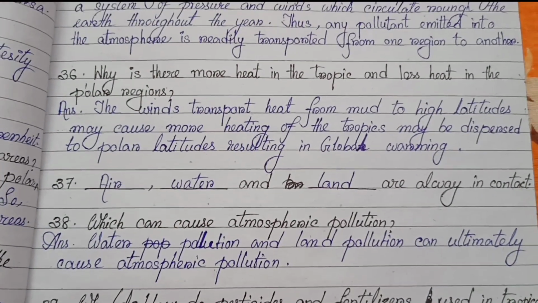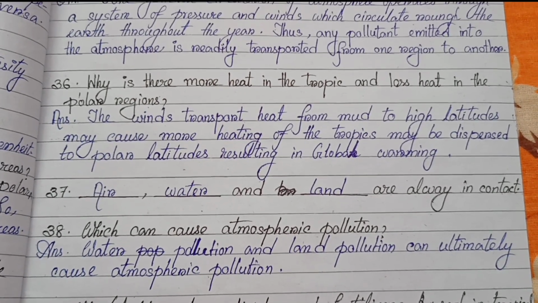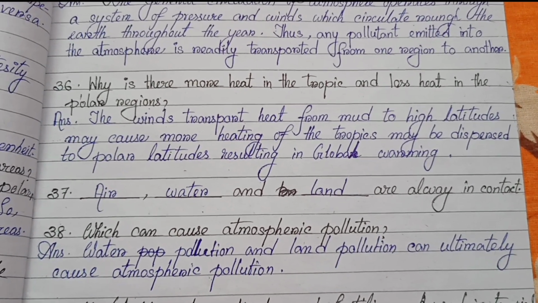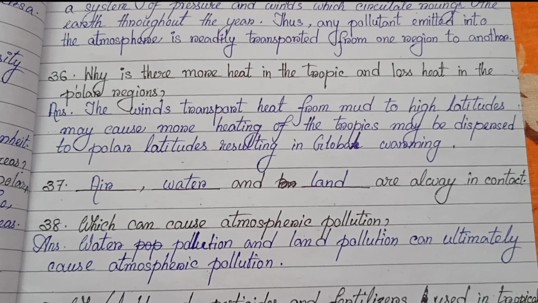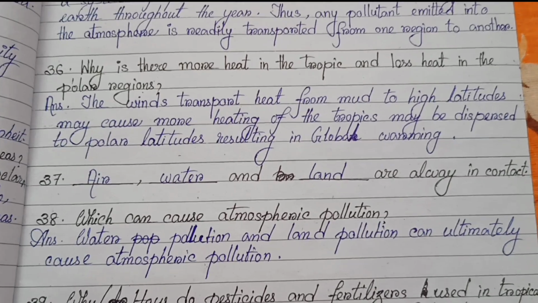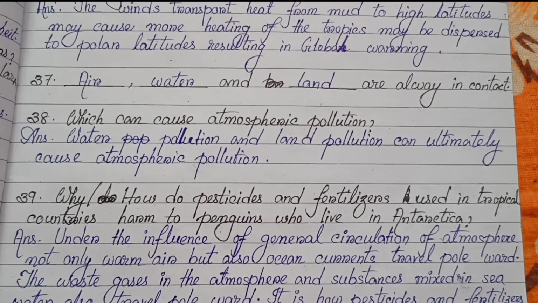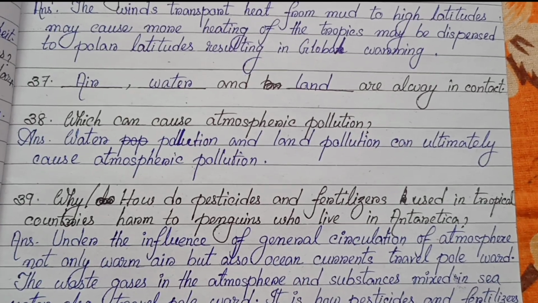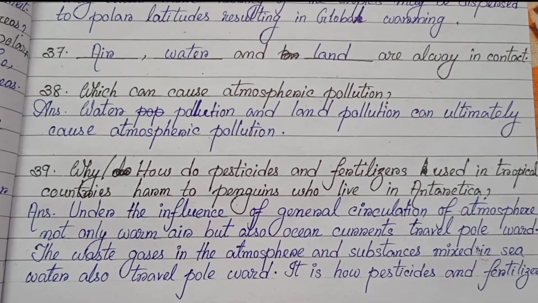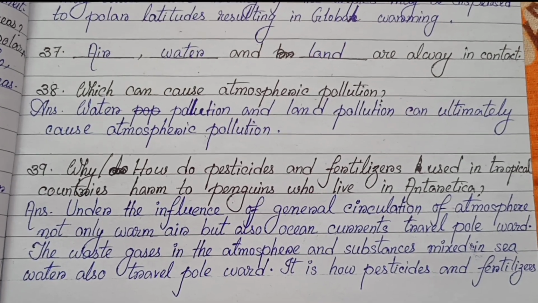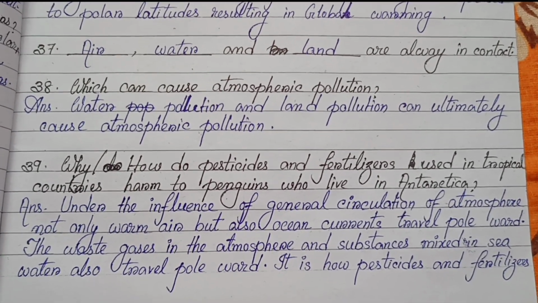36. Why is there more heat in the tropics and less heat in the polar regions? The winds transport heat from mid to high latitudes. The excess heating of the tropics may be dispersed to polar latitudes, resulting in global warming. 37. Air, water and land are always in contact. 38. Which can cause atmospheric pollution? Water pollution and land pollution can ultimately cause atmospheric pollution.